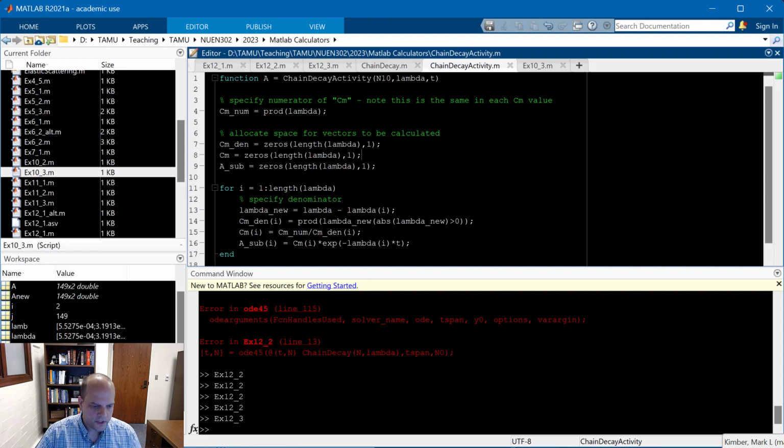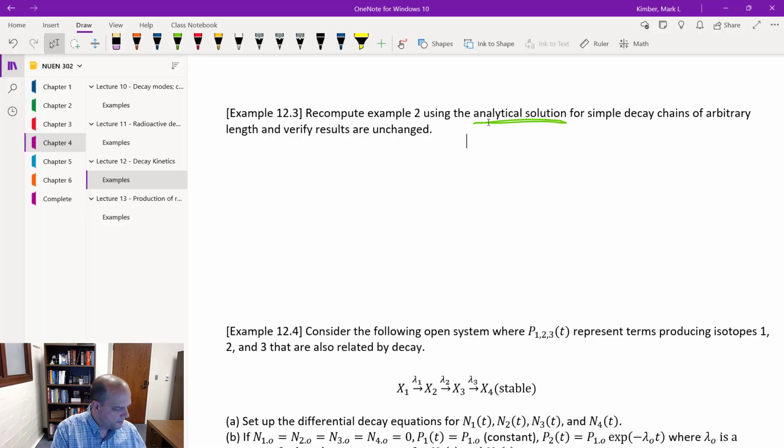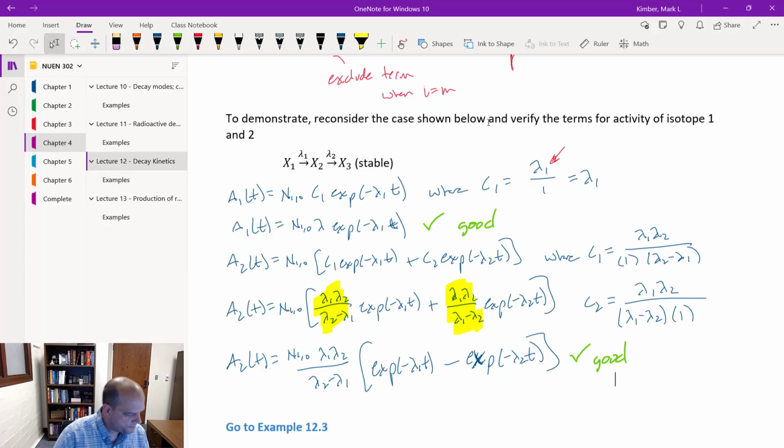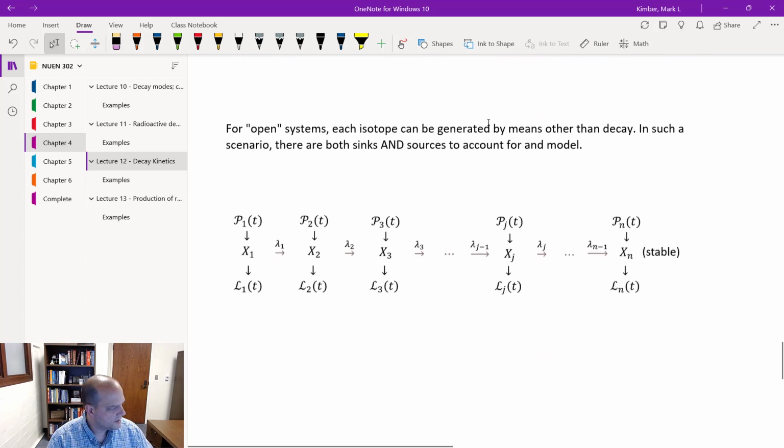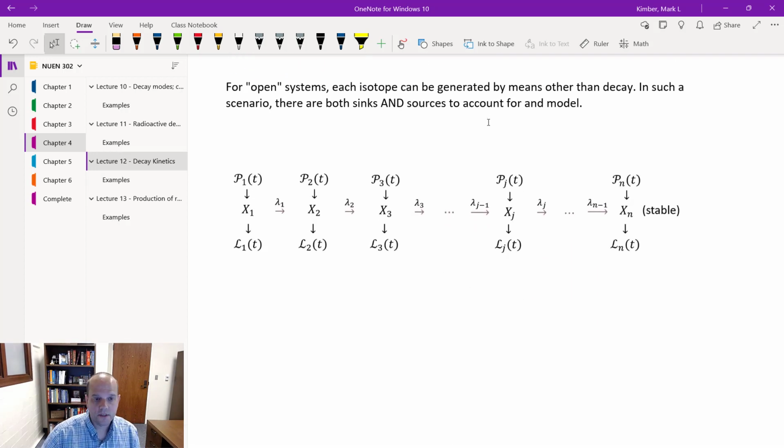Okay, so let's go back to our notes, and we'll look at this in a little bit more comprehensive fashion, where we have what's called an open system. In an open system, then we have for each isotope, there's an option or possibilities for this isotope to appear through avenues that are not related to decay at all. And so the most classic one that we'll consider in depth in the next chapter, in the next module, is through fission. And so I have fission products.